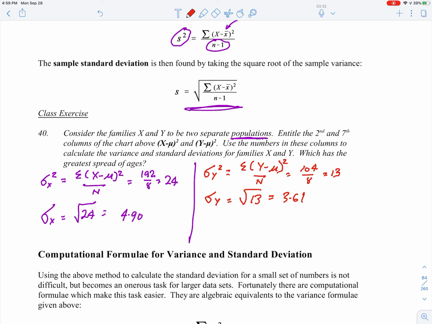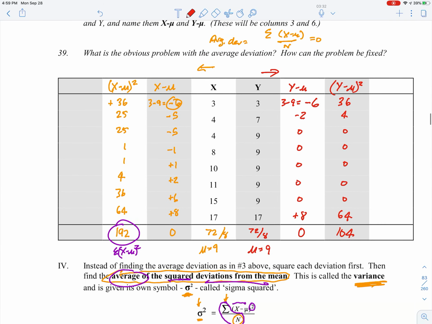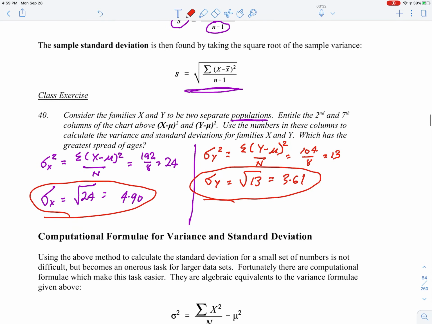So what we can say is, according to the standard deviations, we can see that family X actually does have a greater spread than does family Y, which is what we intuitively found when we took a look at the numbers before. So they've got the same range, they've even got the same mean and the same median, but we would say that X is spread out more, and according to the standard deviation, it is.